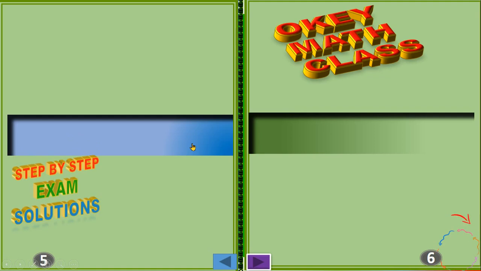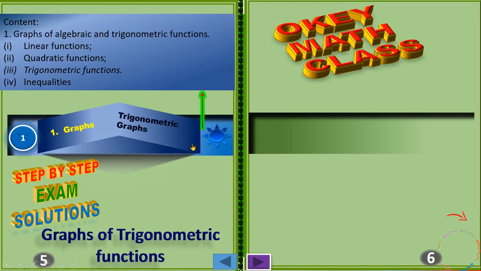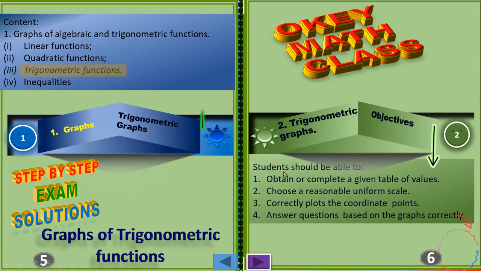Okay, maths class, step-by-step exam solution, graphs of trigonometric function. In this series of presentations, we'll be going through graphs. We have gone through number 1, graph of linear function, number 2, graph of quadratic function, and we are now in number 3, graph of trigonometric functions. The objectives are: 1, obtain or complete a given table of values. 2, choose a reasonable scale. 3, correctly plot the coordinate points. 4, answer questions based on the graph correctly.